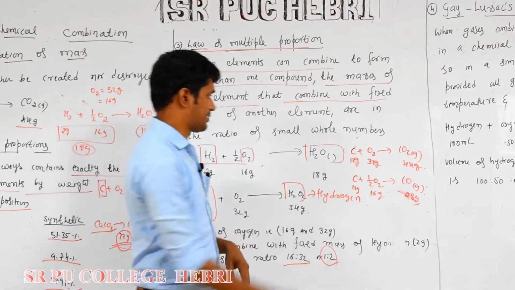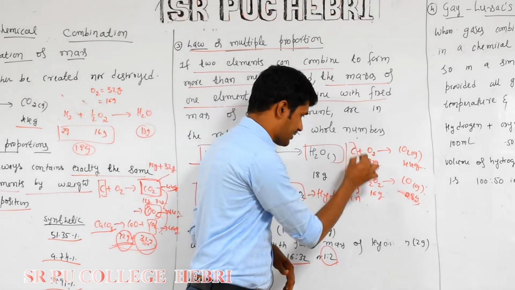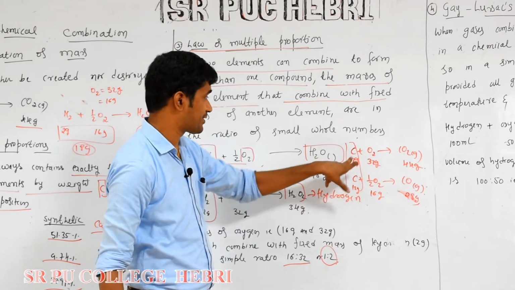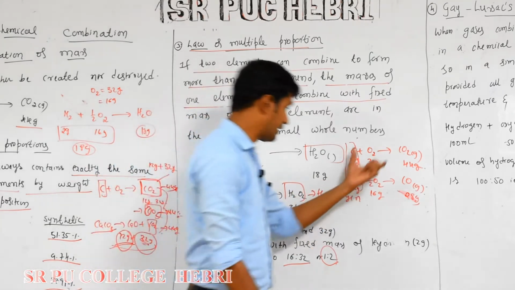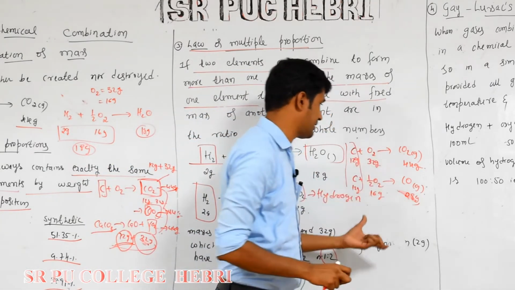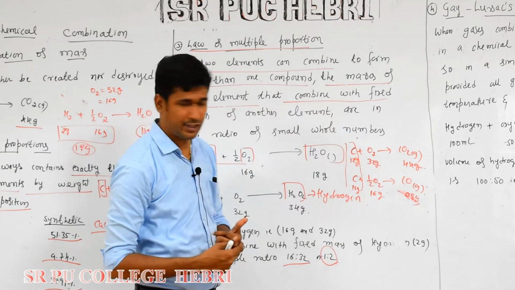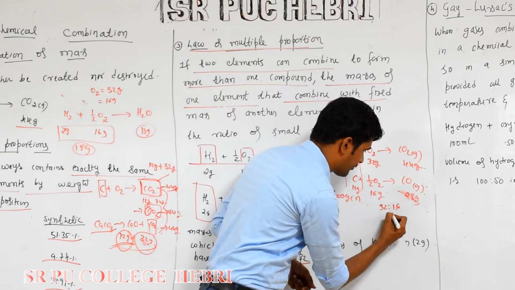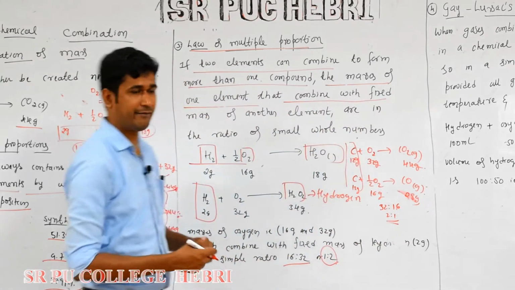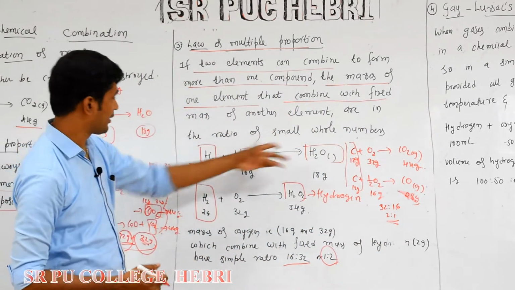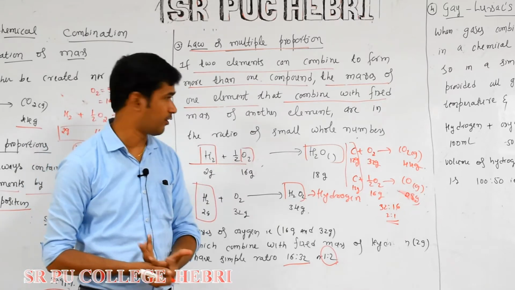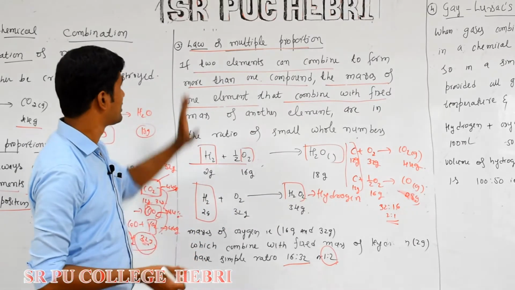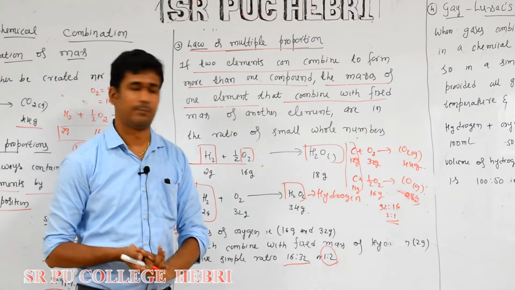Now look into this reaction. Here the mass of carbon is fixed. It's 12 gram. Now this oxygen is going to combine with the fixed mass of carbon. So now the masses of this oxygen have a small whole number ratio. How? You can write it as 32:16 or you can write 2:1. You can give any example here. Either you can write the example of formation of water or formation of carbon dioxide and carbon monoxide. So this is about the law of multiple proportion.